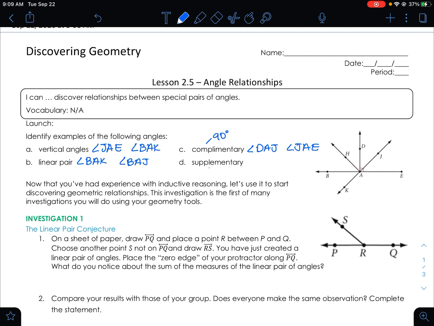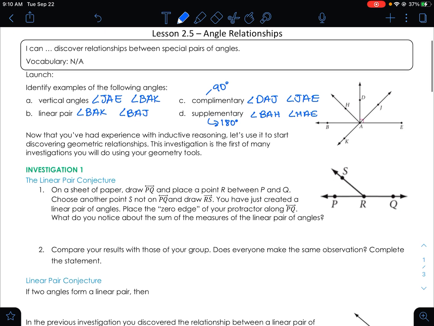And finally, supplementary, remember that's going to be 180 degrees. So two angles that would be supplementary, that would add up to 180 degrees, we could have angle BAH and angle HAE. Again, there is more than one answer to each of these, but those are just the ones that I came up with right off the bat.